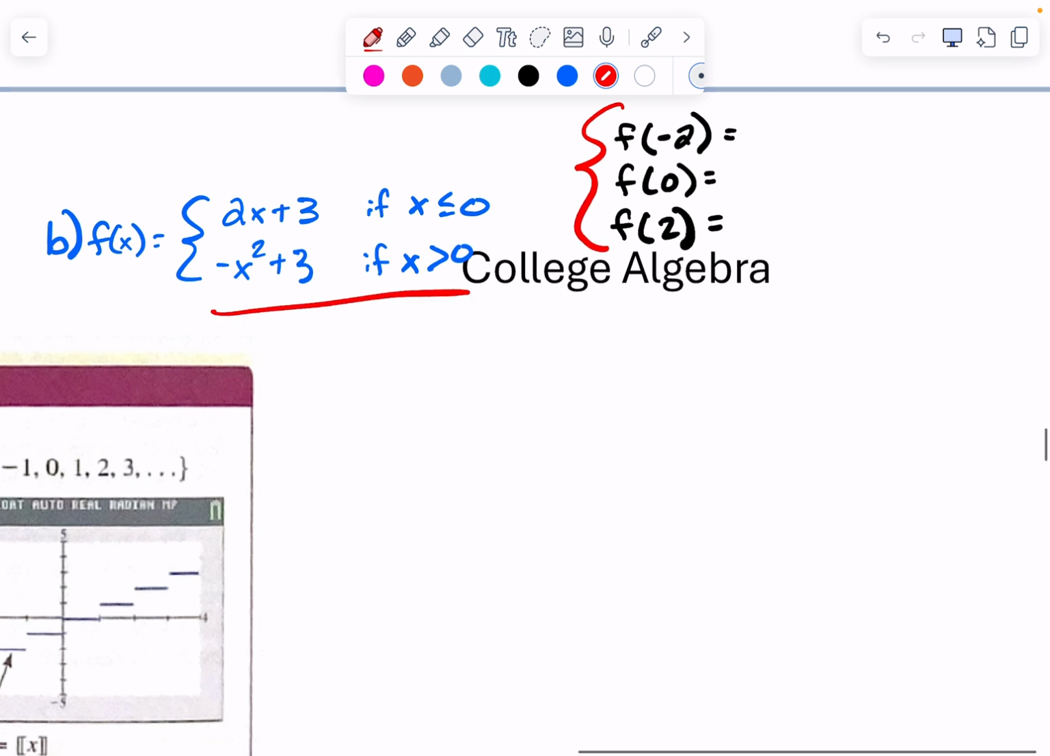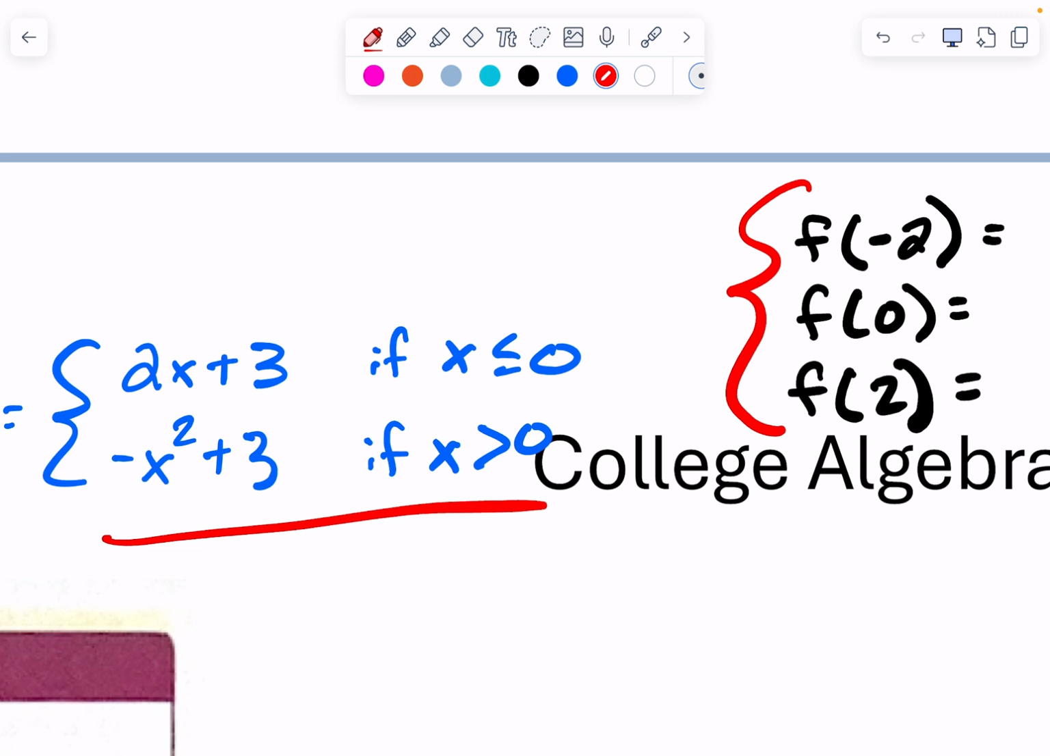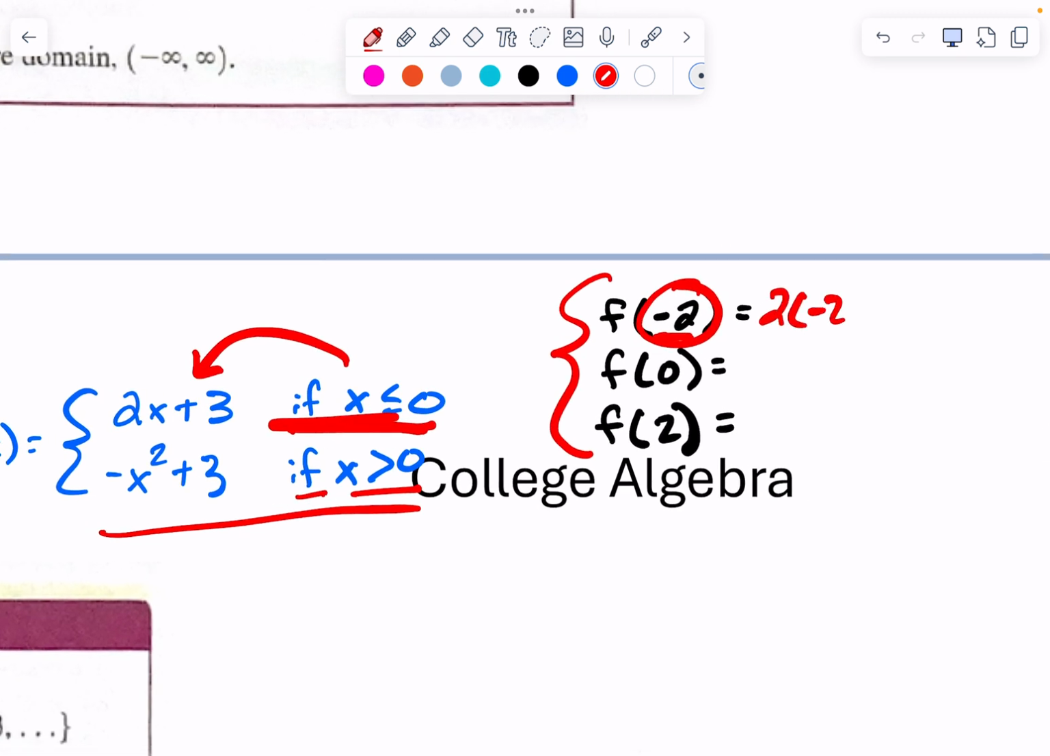If you're given this piecewise function, how do I find f of negative 2? You just plug it in. Which one? The top one. I'm only plugging in these numbers if x is less than or equal to 0, or if x is greater than 0. So if I'm plugging in negative 2, is that less than or equal to 0 or greater than 0? Less than or equal to 0. So I'm going to plug it into this equation: 2 times negative 2 plus 3 is negative 1. So f of negative 2 is negative 1.